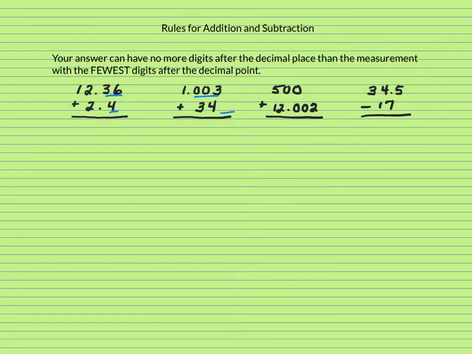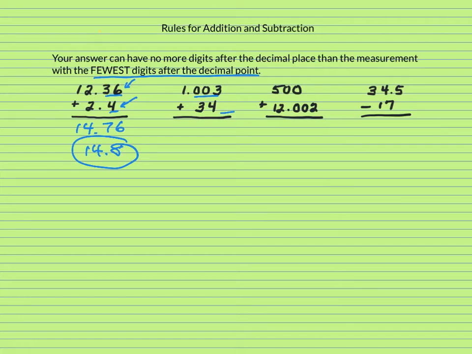So for instance, this 12.36 plus 2.4, right? My calculator, or my brain, would tell me this is 14.76, but this only has one number after the decimal, and this has two. So our answer can have no more than the one with the fewest digits after the decimal point. So I find the one with the fewest digits, and that's what my answer needs to have. So 12.36 has two digits after the decimal, 2.4 has one, so my answer can have one.